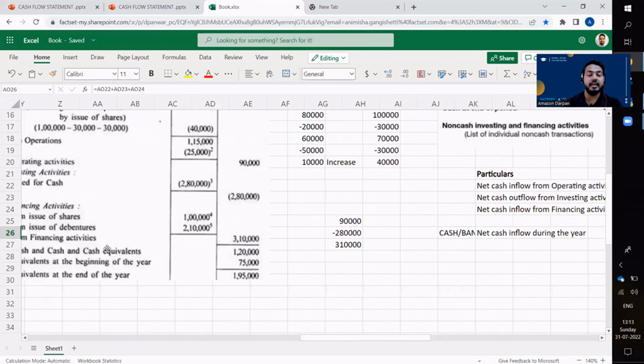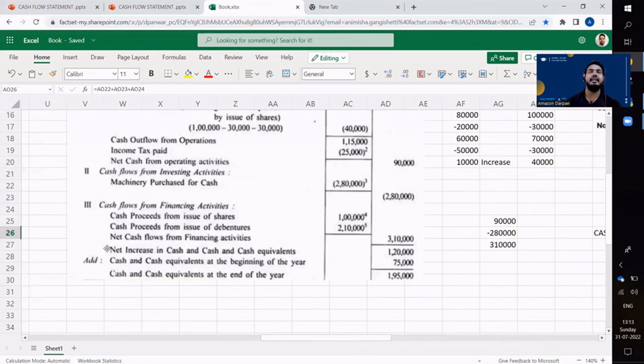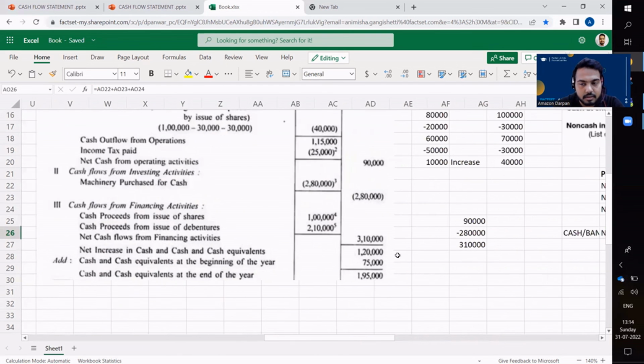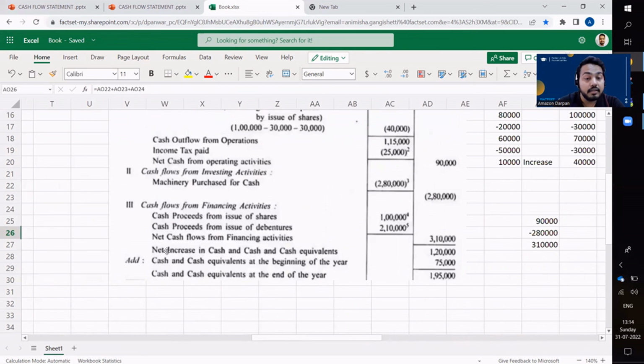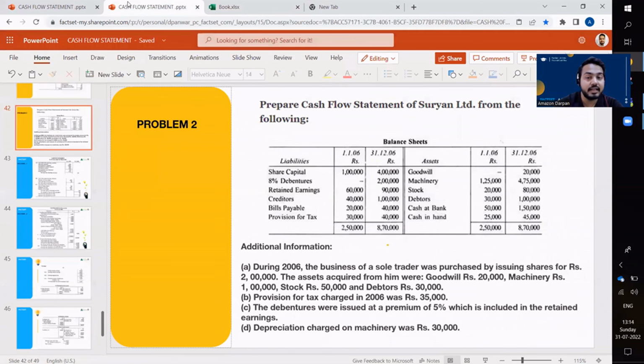Now next, what item do we see? Like 95% of our task is done. Just one, a minute task is remaining. So now we have to check the increase in cash and cash equivalents for this year, which was 1,20,000, the figure which we got. The cash and cash equivalents at the beginning of the year means the balances we have not checked yet, this is the cash in hand and cash at bank.